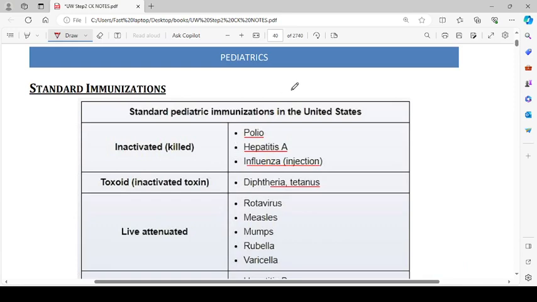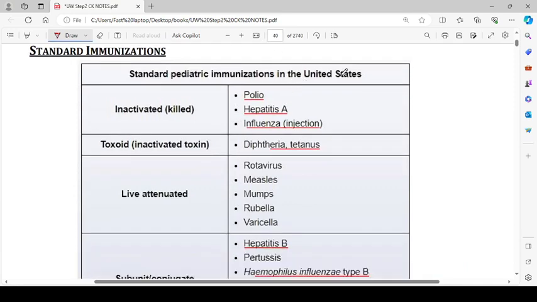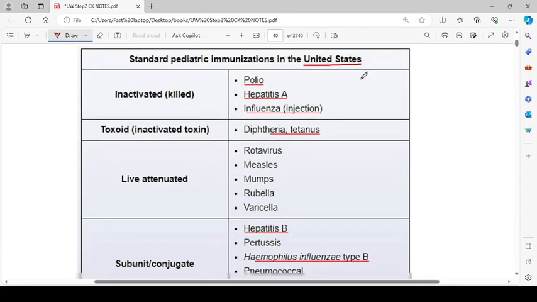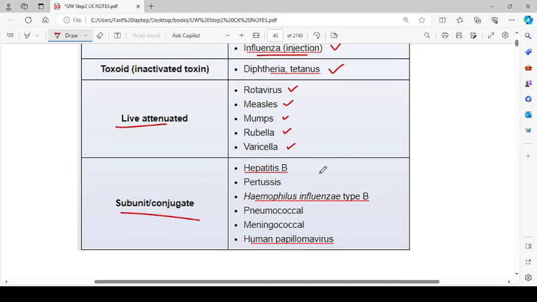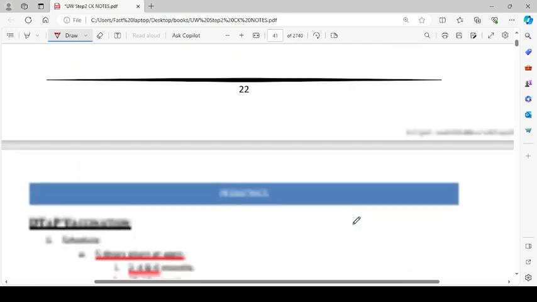Standard immunization. Standard pediatric immunizations in the United States: inactivated vaccines are polio, hepatitis A and influenza. Toxoid: diphtheria and tetanus. Live attenuated ones include rotavirus, measles, mumps, rubella, and varicella. Subunit or conjugate ones are hepatitis B, pertussis, Haemophilus influenzae type B, pneumococcal, meningococcal, and human papillomavirus.